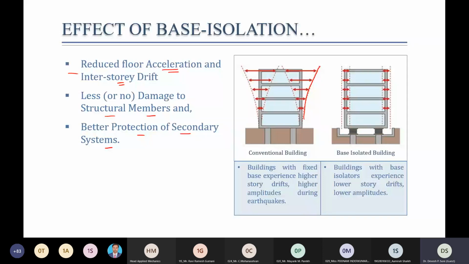Whereas in a base isolated building, we can see the uniform displacement at all the floors because of the rigid body behavior of the system when it is mounted on the base isolation system. So a building with a fixed base experiences higher story drift and higher amplitude during the earthquake, which we can see over here. Whereas a building with base isolator experiences lower story drift and lower amplitudes. So these are the effects of base isolation.